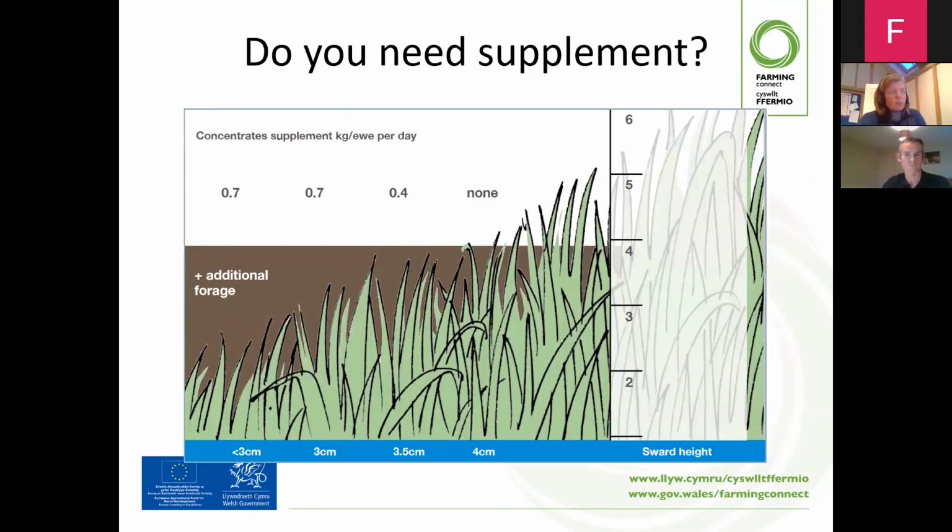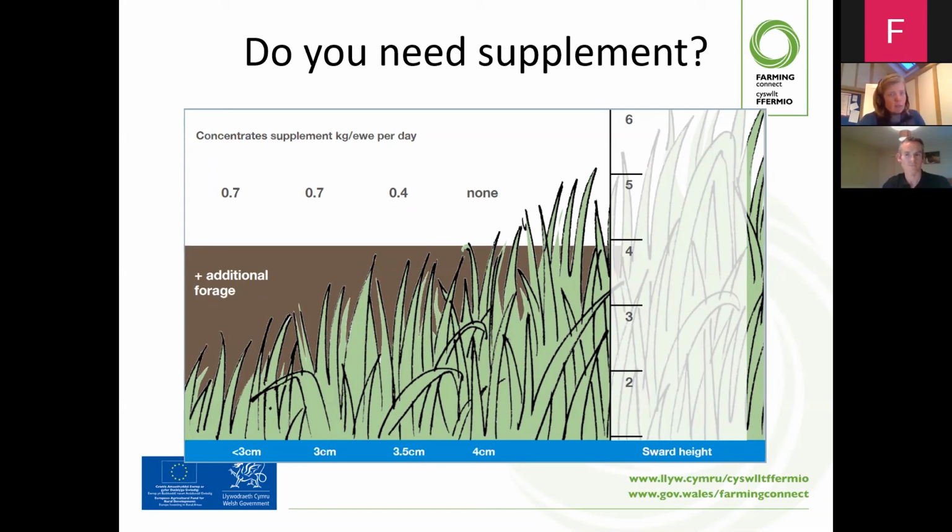And then in terms of too little grass, we have to really start to think about supplementation, which we know has a cost associated with it. Certainly ewe and lamb performance at this time of year will start to suffer if sward heights are below 4 centimetres. This graph here indicates that if we're heading towards 3 centimetres, we're looking at supplementing, feeding about 400 grams per ewe per day. If it's getting below 3, we're looking at almost 700 grams per day.